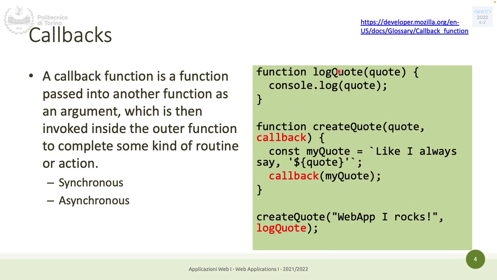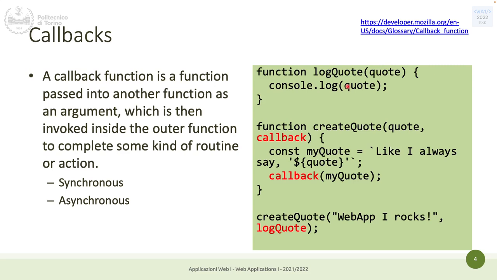And if we change logQuote to something that prints on file or saves on a database, etc., all these still continue to work because the callback here doesn't know how this function works. It doesn't know that it had to call the function passed as a parameter, and that it needs to pass a string. And then this function will do something with the string. In this case, just a console.log.